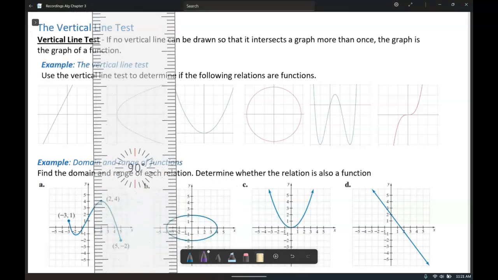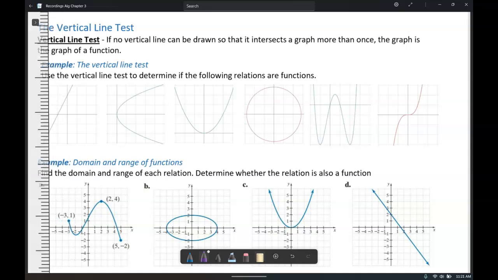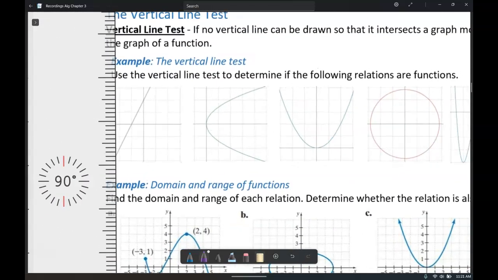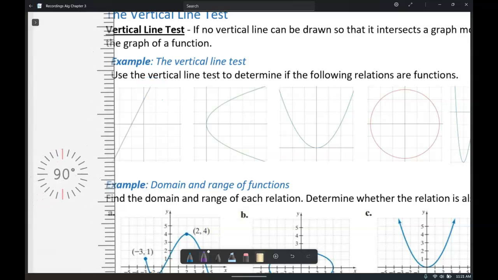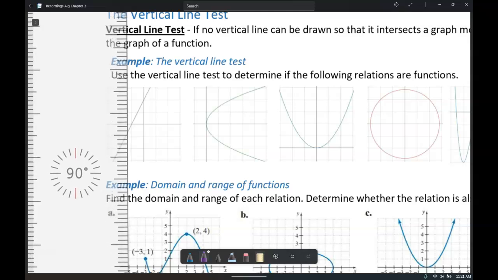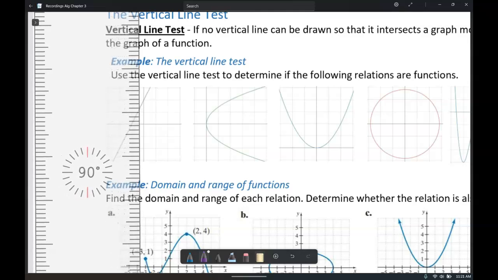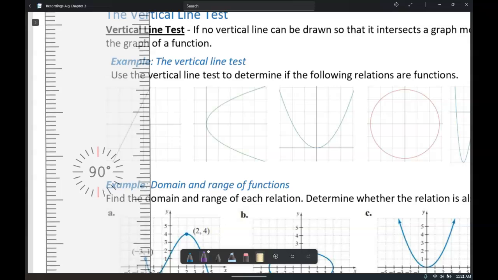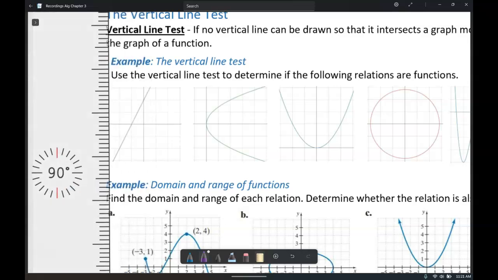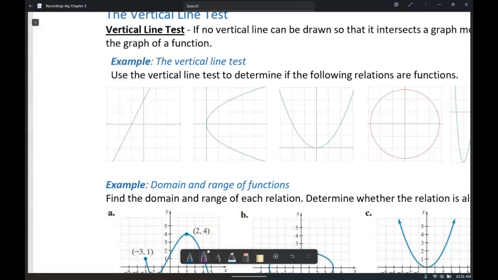So let's take vertical lines. Let me set this to 90 degrees. And just imagine as we go across this linear equation that's shown here. Well, if I take this vertical line, I am never touching that purple line of our equation more than once. And as a result, that means it passes the vertical line test.